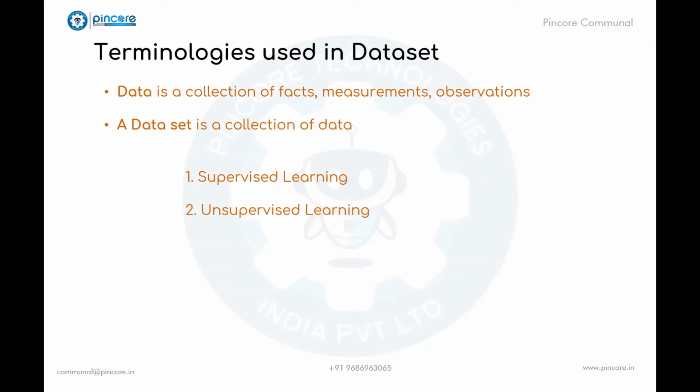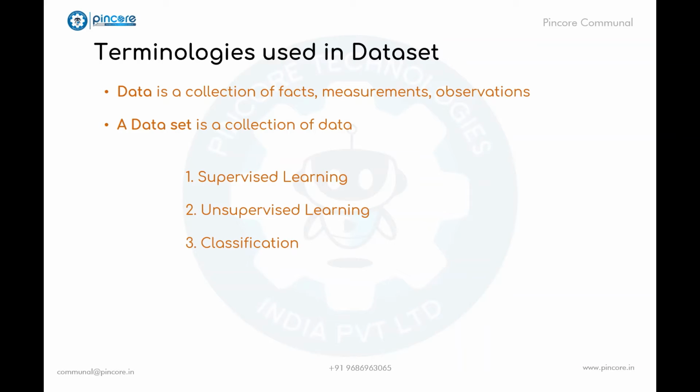Next terminology is unsupervised learning. If the program has a data set, then it can automatically find the patterns and relationships in the data set. For example, analyzing a data set of emails and automatically grouping the related events based on the topic.